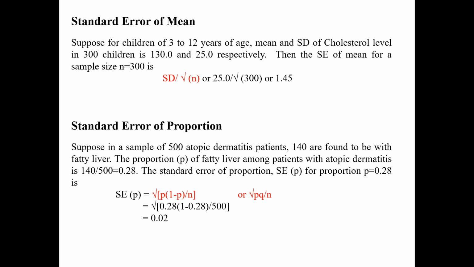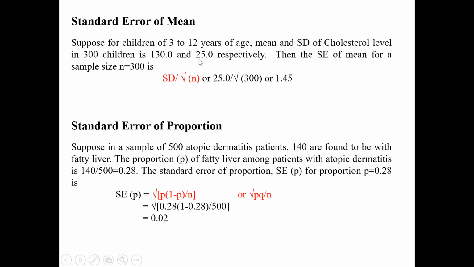All right. The first one is if it is a quantitative variable, then this is known as the standard error of the mean. That is an example. The example shows that in children of 3 to 12 years age group, the mean and standard deviation of the cholesterol level of 300 children is 130 and 25 respectively. The standard error of the mean of the sample size 300 is, when we talk about the standard error of the mean, then the standard error is given by the standard deviation divided by the square root of n.